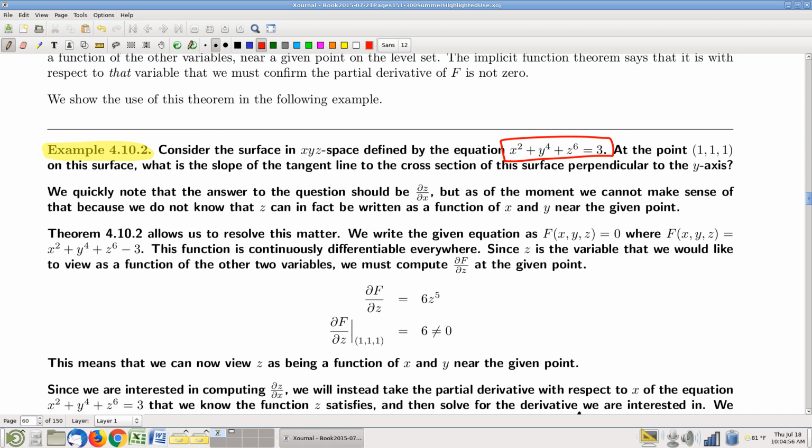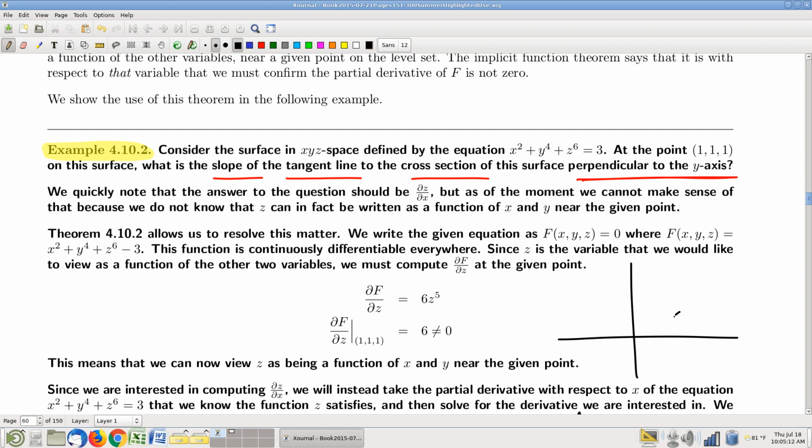Okay. So here's a point on that level set. The question says, let's find the slope of the tangent line to the cross section of the surface perpendicular to the y-axis. Quick drawing. If you want to take a cross-section perpendicular to the y-axis.